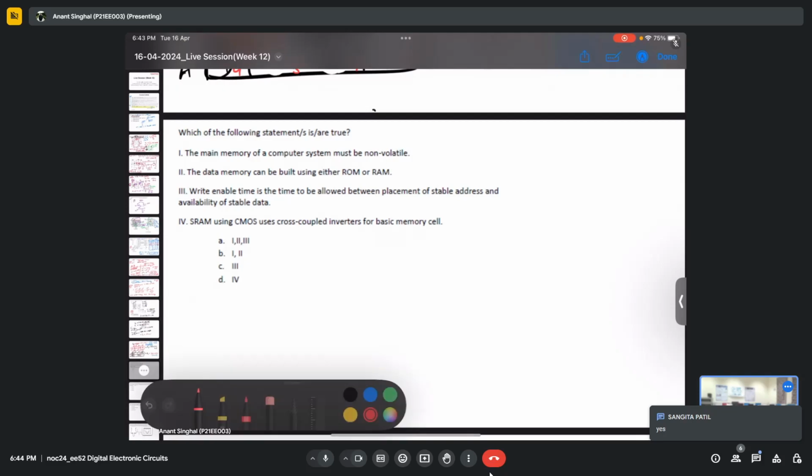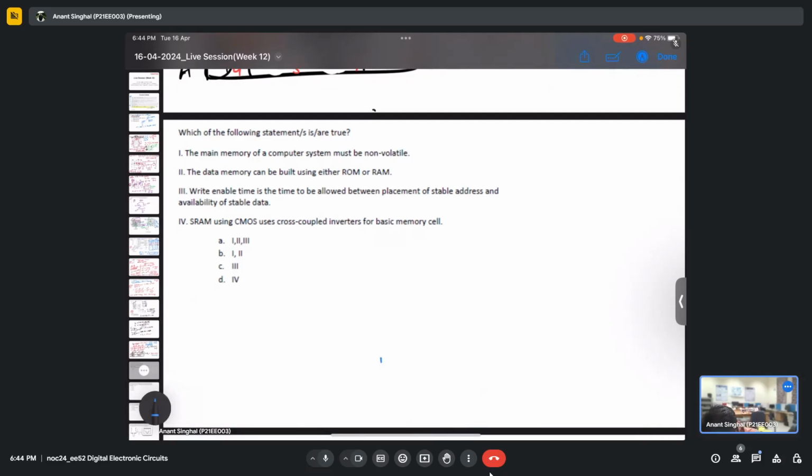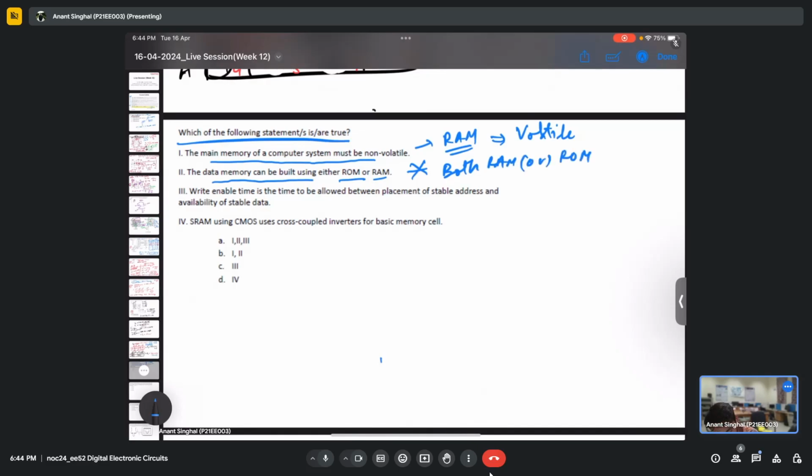So again, it is one more theoretical question. It is asking which of the statements is or are true. The first statement says the main memory of a computer system must be non-volatile. So it is wrong. RAM is the main memory of any computer, and it is volatile, as I explained in the first part of the lecture. The data memory can be built using either ROM or RAM. So it is again wrong. It can be built using both RAM and ROM. It is not that only one can build that.